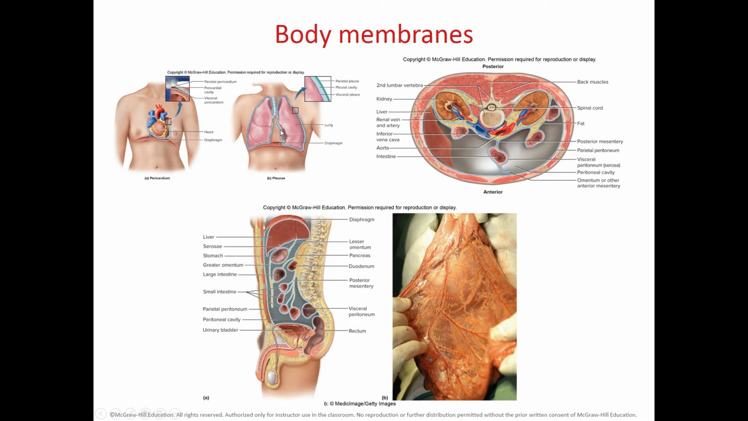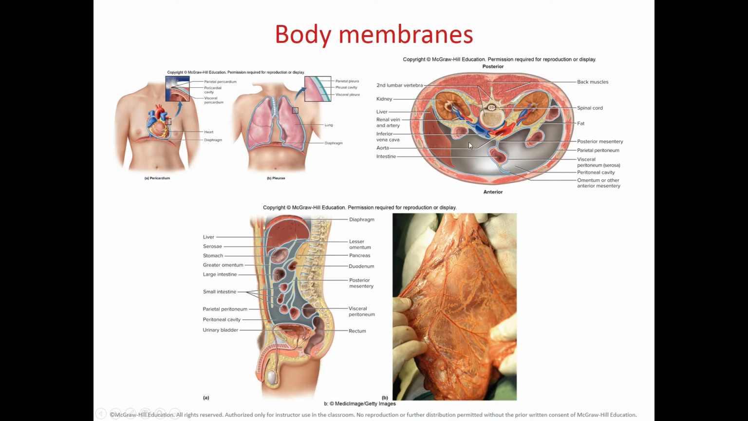Now, if you make a transverse section of our abdominal pelvic cavity at the level of the second lumbar vertebrae, we have this vertebrae in our spinal column that is called second lumbar. So you will be able to see the kidneys that are protected by some membranes. And one of these membranes is the parietal peritoneum.